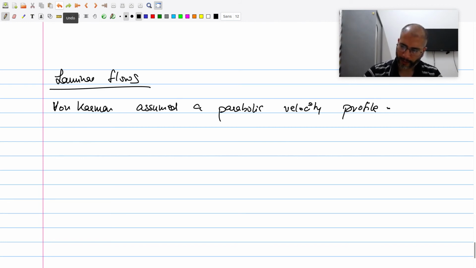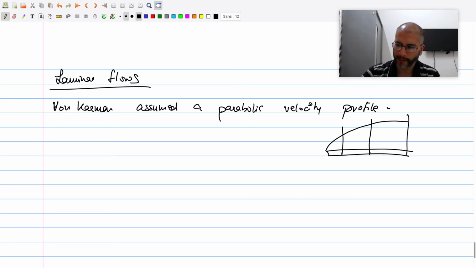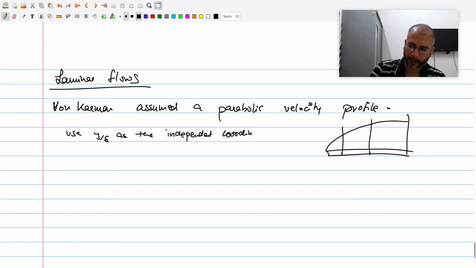Since the boundary layer thickness is increasing as you go from left to right, and we are trying to write the flow profile for different x's, rather than using y, it's easier to use y by delta as the independent coordinate. At the plate surface, y by delta is equal to 0 because y is 0, and on the edge of the boundary layer on the top, y by delta is equal to 1 because y is equal to delta.